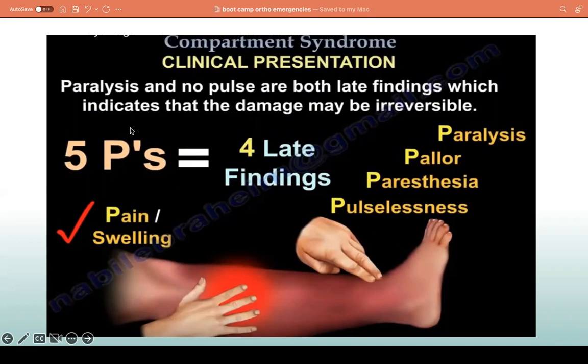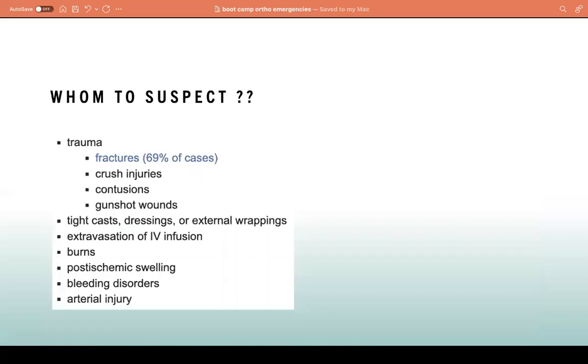So if you see a patient with pain out of proportion, pain with passive stretching, and he has risk factors for compartment syndrome, such as fracture, crush injuries, gunshots, a tight cast or dressing, or someone called you from radiology that the patient had, for example, a CT with IV contrast and started to have pain at the injection site, any arterial injury or bleeding disorders.